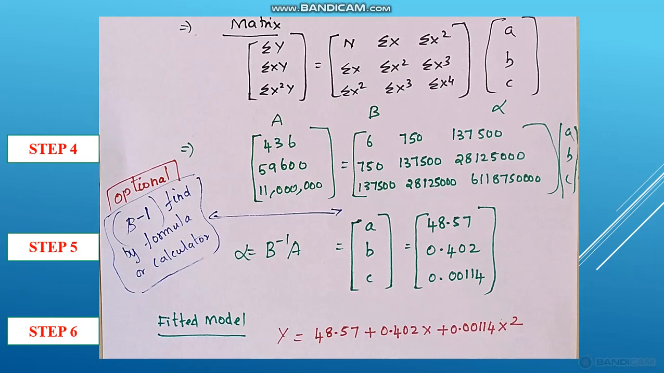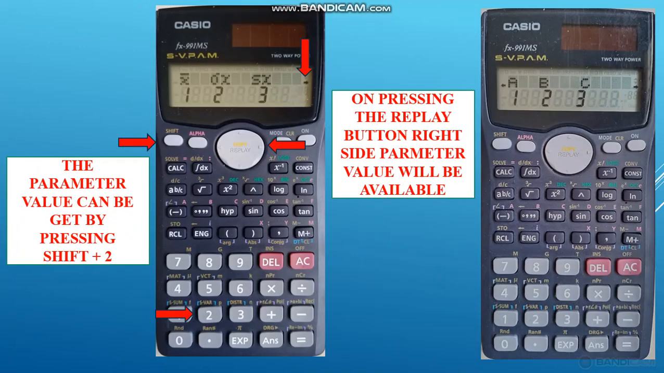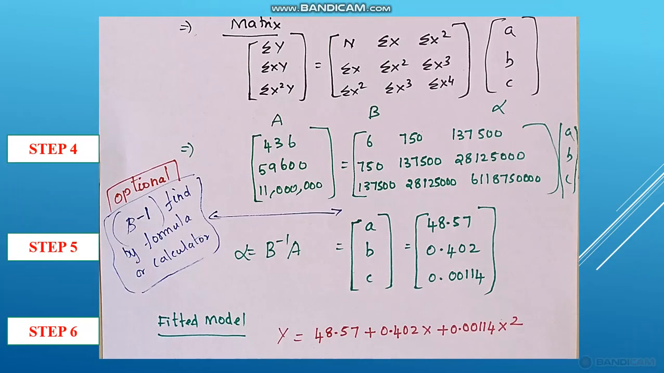Alpha is equal to B inverse into A. So now the parameter values are A, B and C. These parameter values we can get directly from the calculator by pressing shift plus 2. All the parameter values A, B, C. So the fifth step is you want to write B inverse into A, so A, B, C, like that.